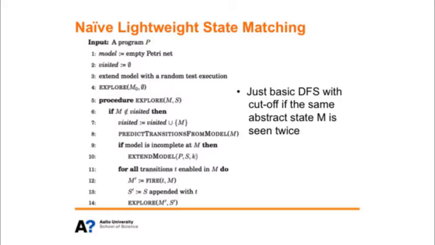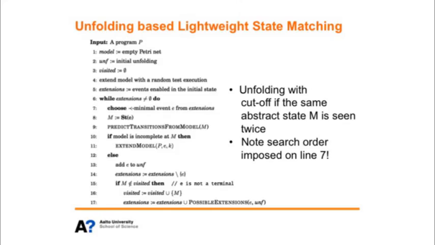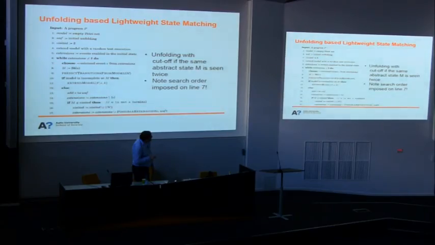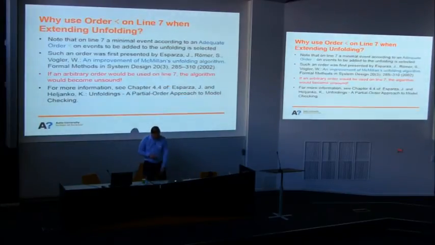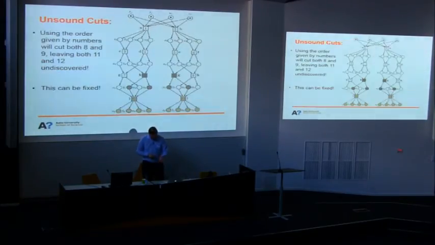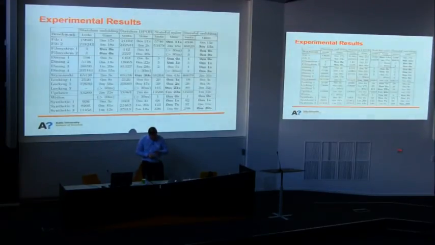Okay, and we added this to just standard naive search. We added this to unfoldings. There's a trick. You have to know unfolding theory, not to do an unsound algorithm. There's something called adequate order on line 7. If you drop that, you'll have something unsound. See our book. There's an example in the slides. But this is what we get as experimental results. And this is my second to last slide.